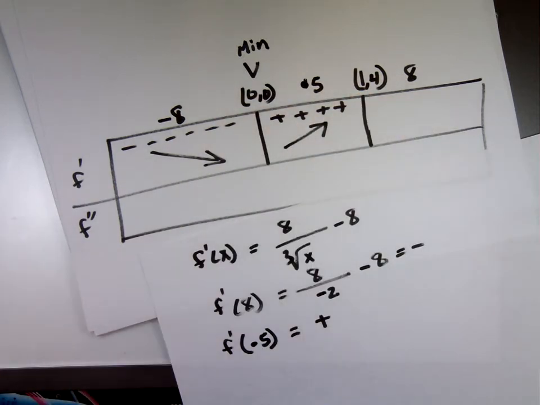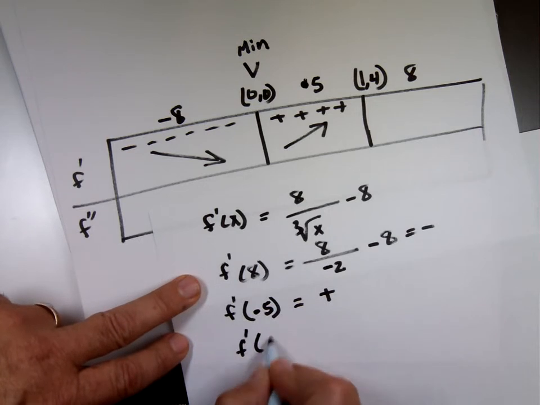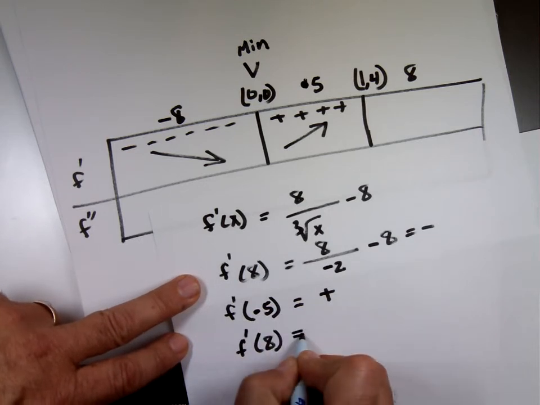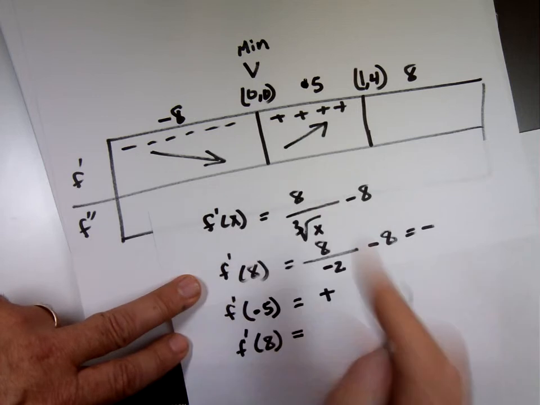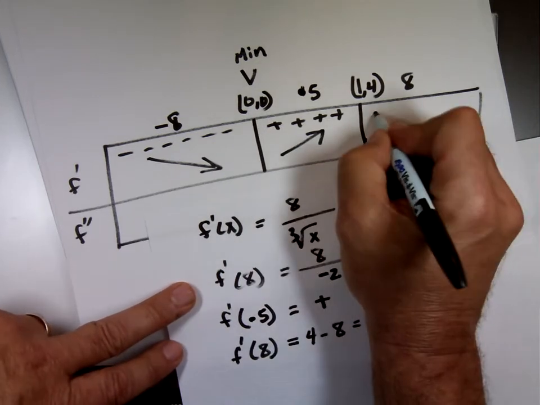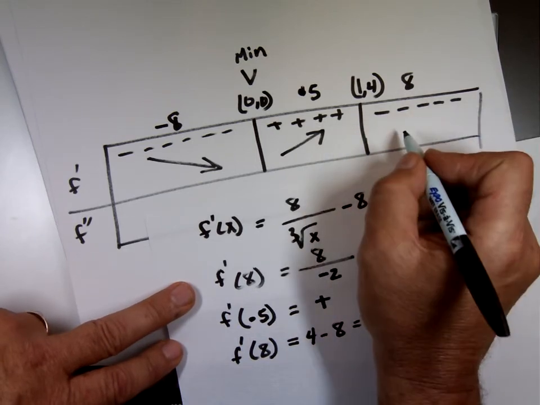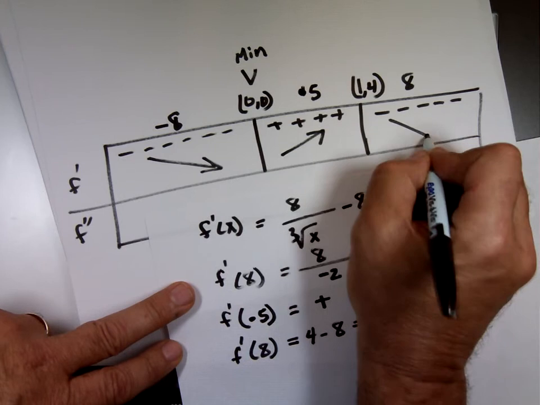And what's f prime of 8? That'll be a 2. 8 divided by 2, that's 4. 4 minus 8, which is also a negative. And that's what? Decreasing, that point is what? Max?